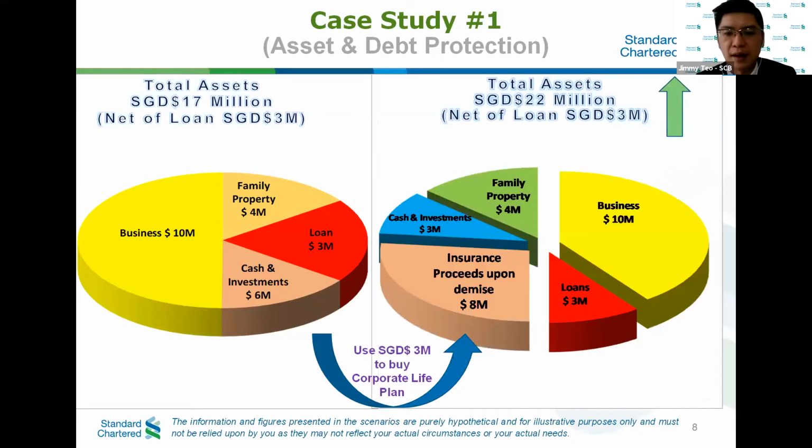But having this plan in place, should this Mr. Leong check out of life, the insurance proceeds are actually 8 million, right? 3 becomes 8, so it's about 2.6, 2.7 times for someone who is age 57. This extra, if you look at the top, total asset 17 million instantaneously becomes 22 million by just having this plan in place. So with the extra 5 million, if the successor wants to, they can immediately cancel out the 3 million loan here. Okay.